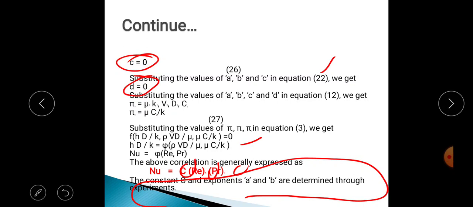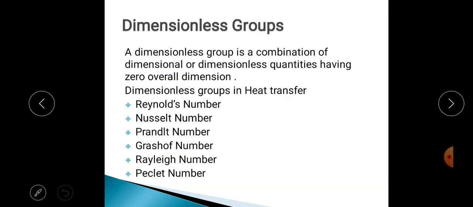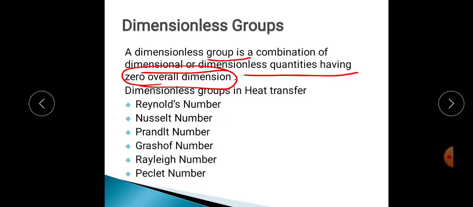So this is all about dimensional analysis with the help of Buckingham Pi theorem for the forced convection heat transfer coefficient. Now we will move on to the next topic, which is dimensionless groups. So first of all, what is a dimensionless group? A dimensionless group is a combination of dimensional or dimensionless quantities having zero overall dimension. I am repeating again. A dimensionless group is a combination of dimensional or dimensionless quantities having zero overall dimension.